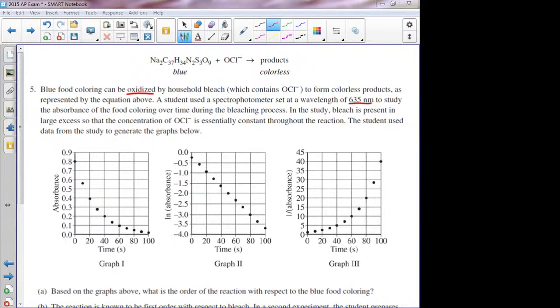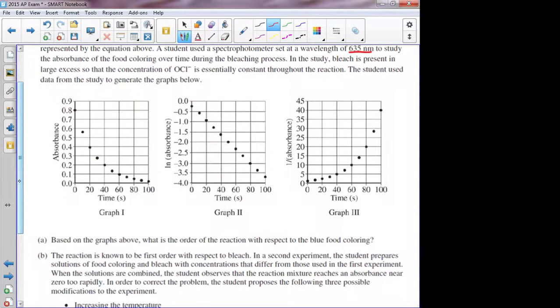In the study, bleach is present in large excess so that the concentration of OCl negative is essentially constant throughout the reaction. The student used data from the study to generate the graphs below. So here we have absorbance versus time. We have the natural log of absorbance versus time. And we have the reciprocal, 1 over the absorbance versus time.